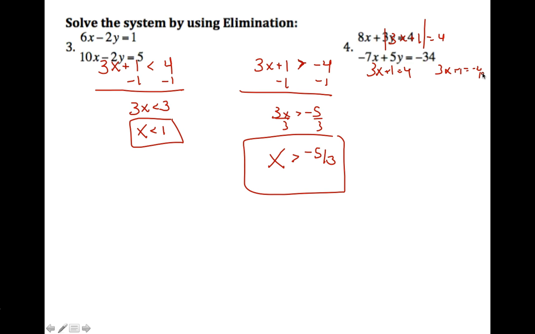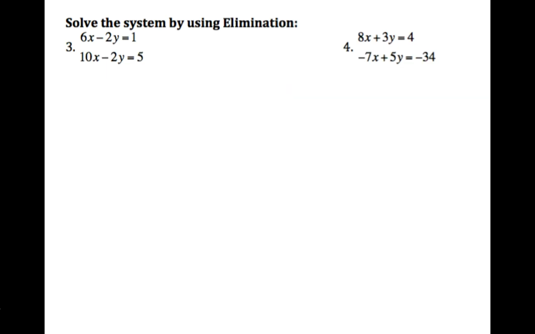Next 2 deal with elimination. So elimination is where you can add or subtract to make a variable go away. So when you're given 2 equations, 6x minus 2y equals 1, 10x minus 2y equals 5, your first step is to ask yourself, if I add or subtract right now, will I get a variable to go away? The answer is yes, I can subtract. Negative 2 minus negative 2 will give me 0. So now we actually subtract.